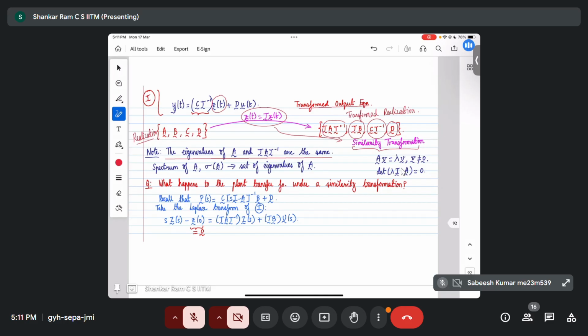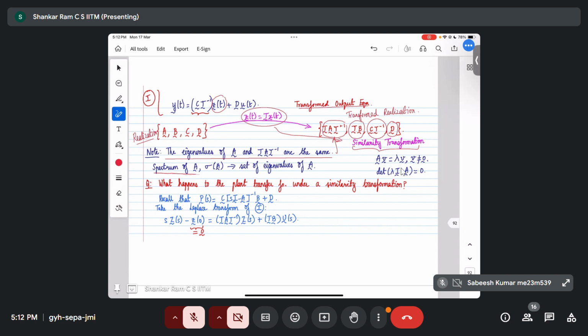We are only going to take the result: the eigenvalues of the original state matrix A and the transformed state matrix TAT inverse are the same. That's why it's called a similarity transformation. So the eigenvalues are the same, and the set of eigenvalues of a matrix is also called the spectrum of the matrix.